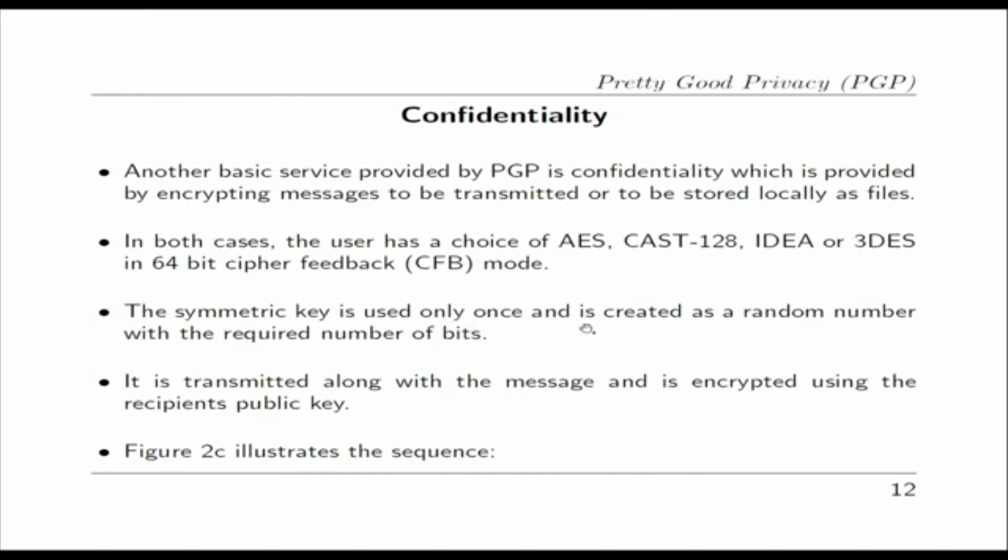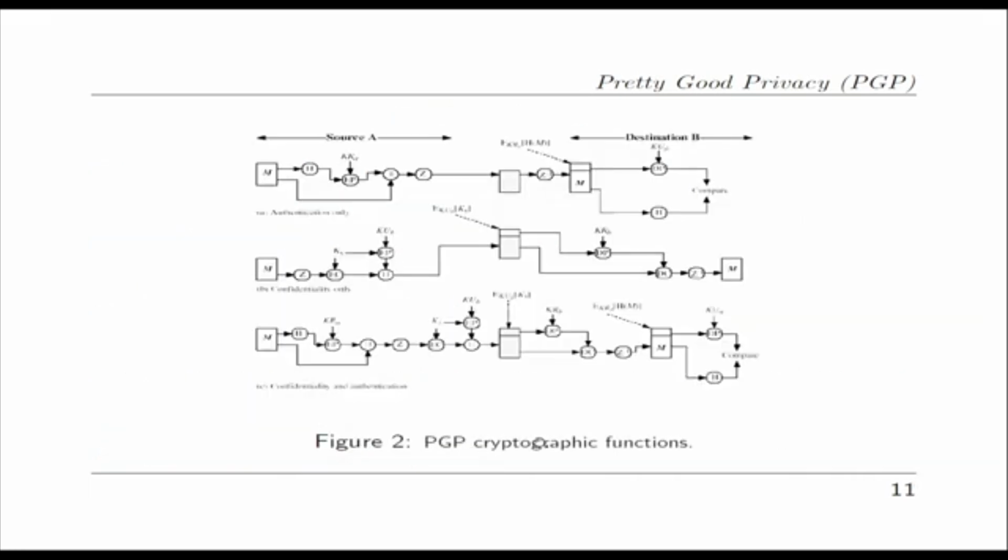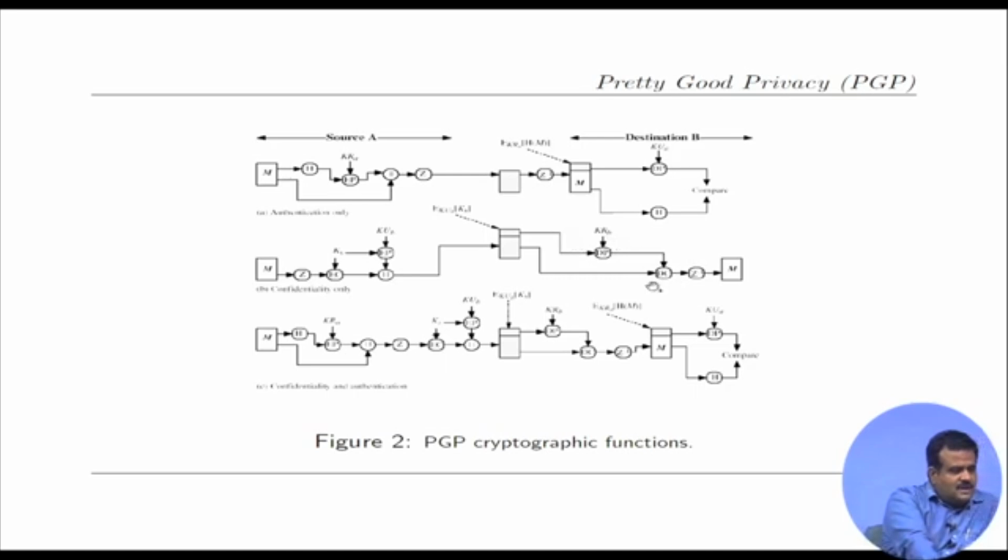The symmetric key is used only once and is created as a random number with a required number of bits. It is transmitted along with the message, and it is encrypted using the recipient's public key. So this is the symmetric key encryption, which is encrypted using this KS, and this KS is encrypted using the receiver's public key and transmitted along with it, so that the receiver can get this KS. Only then, after getting this KS, the receiver will decrypt this and get the zip message, and then unzip it and get the message.